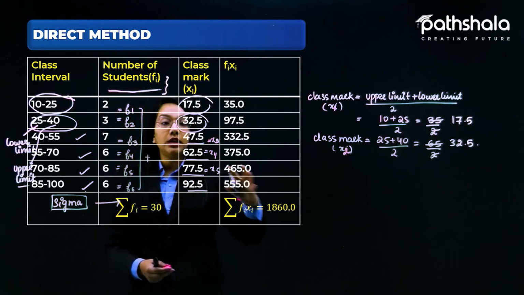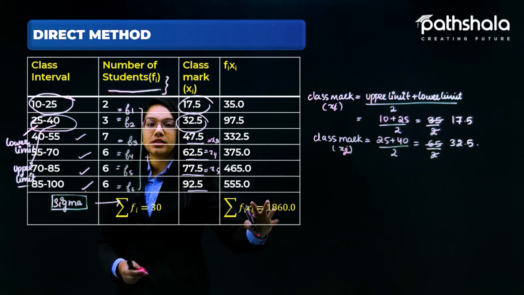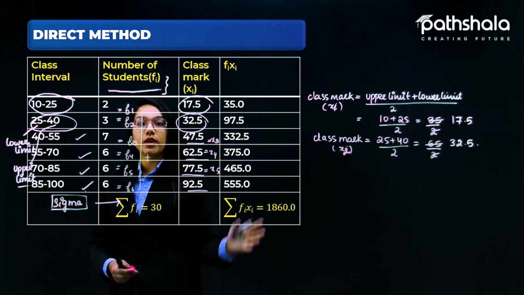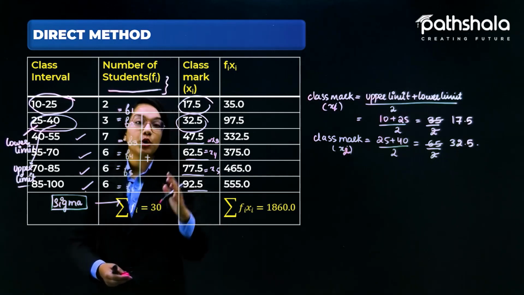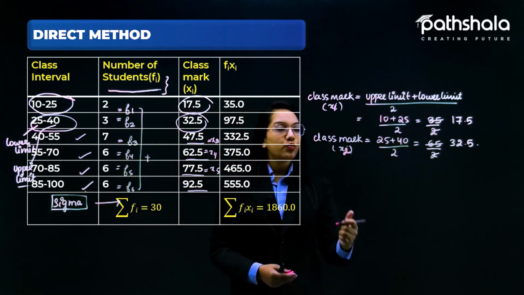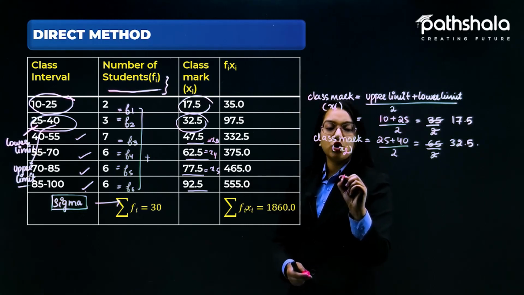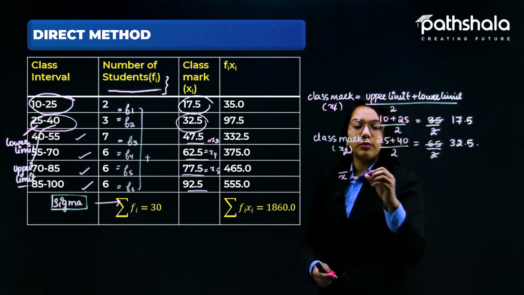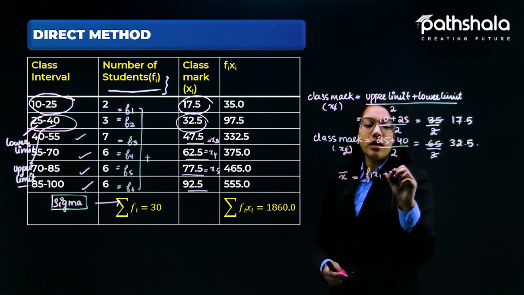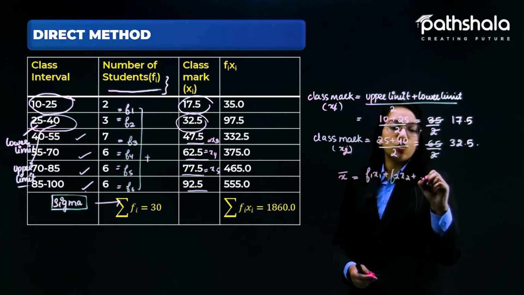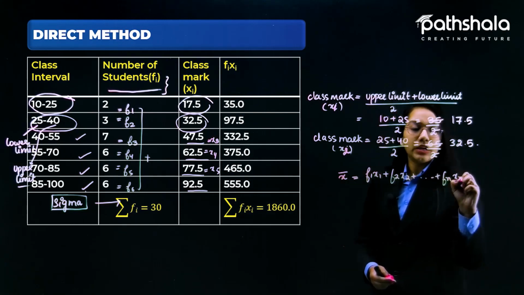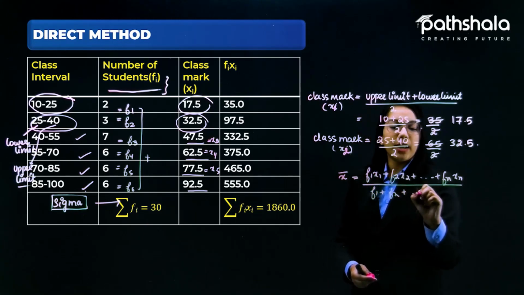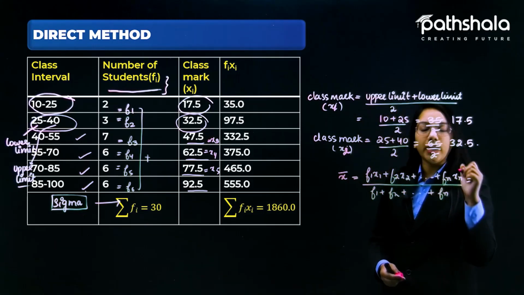Now in the last column of the table, we will find the product of the class marks with respect to their frequencies, because we know that the formula for the mean is x bar equal to f1 x1 plus f2 x2 plus so on plus fn xn, whole divided by f1 plus f2 plus so on plus fn. We already know about this formula.